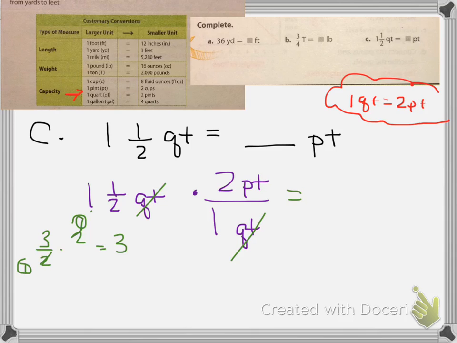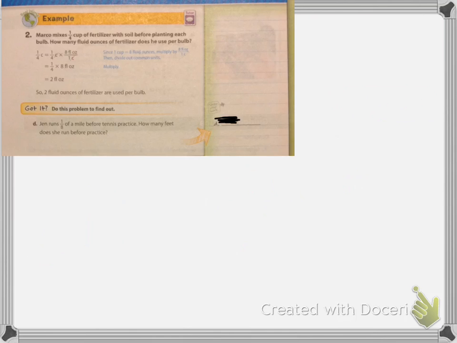So 1 1/2 times 2 is equal to 3, and notice the only unit of measurement you have left is pints. So your answer for this problem is going to be 3 pints. Again, if your problem looks different than this, you want to make sure to correct it now, please. All right, let's look on textbook page 291 now.